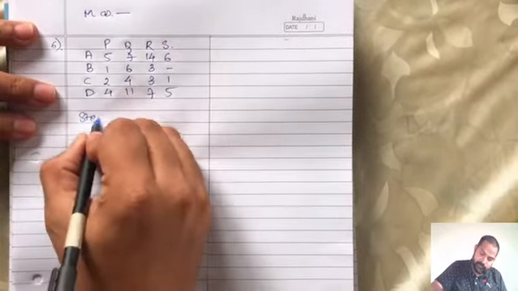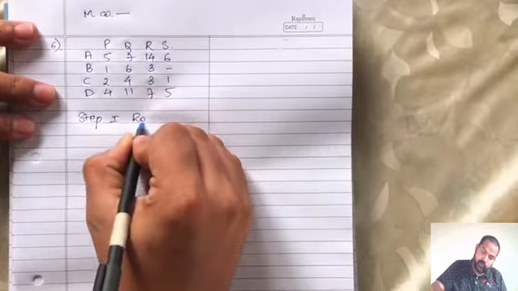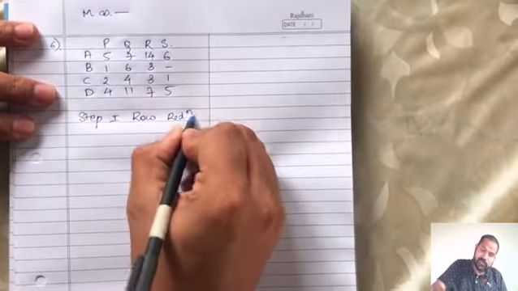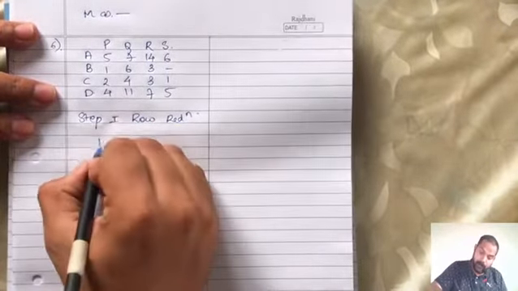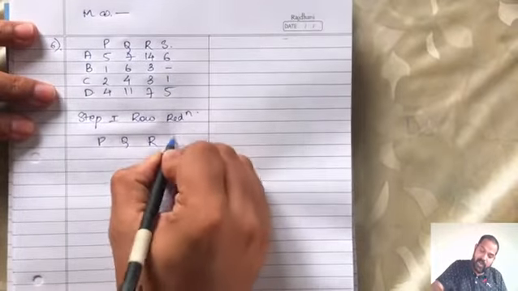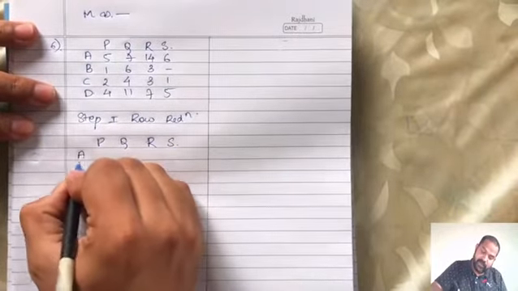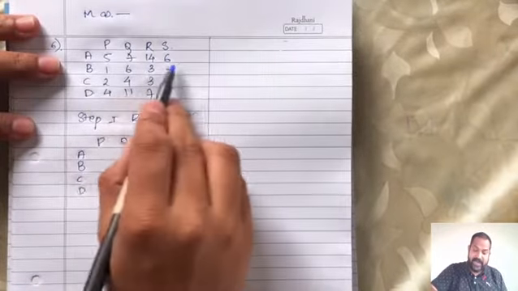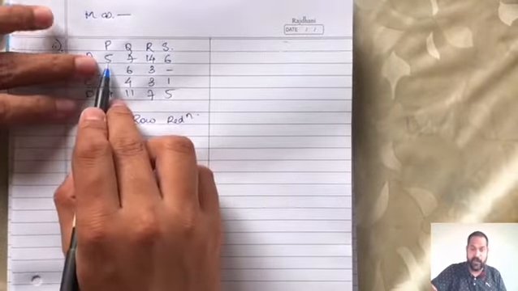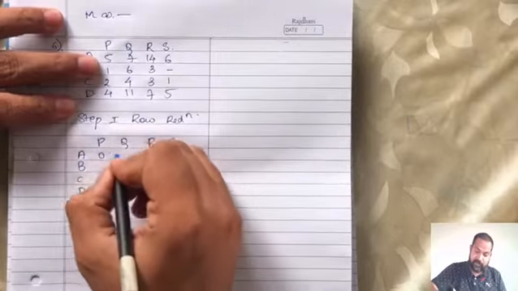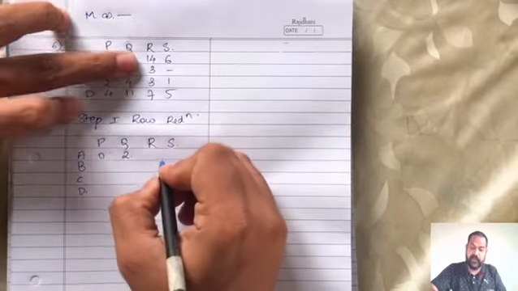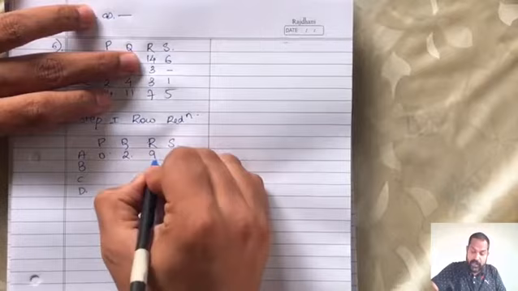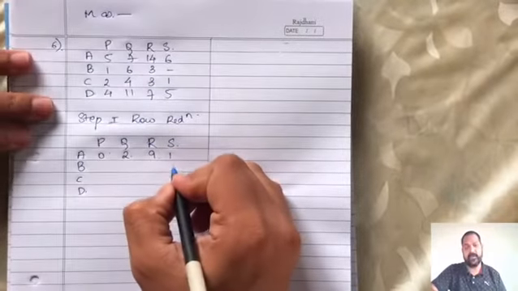Step 1, row reduction. P, Q, R, S, A, B, C, D. What is the least in the first row? 5. 5 minus 5 is 0. 7 minus 5 is 2. 14 minus 5 is 9. 6 minus 5 is 1.